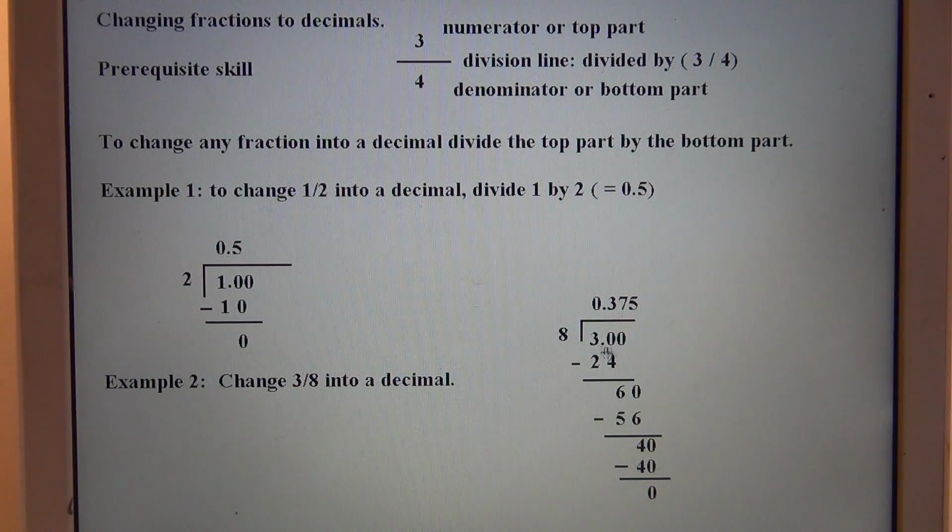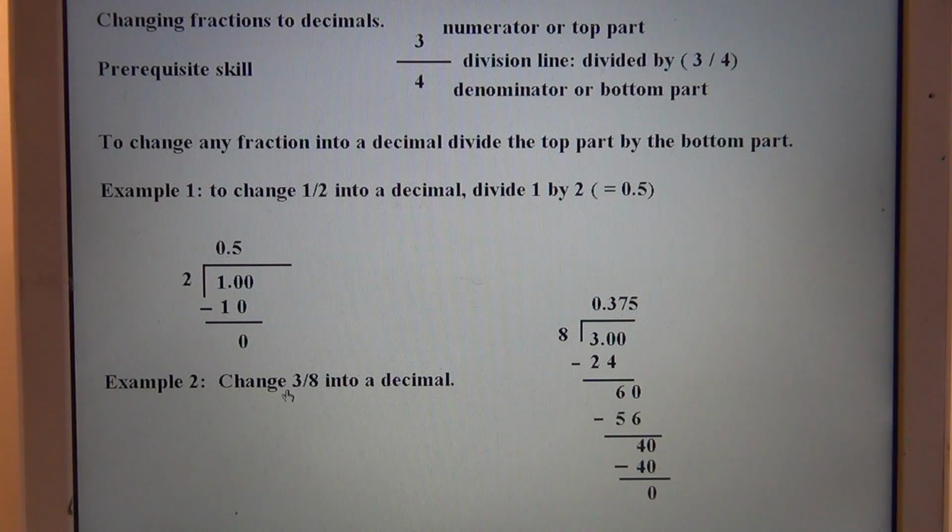So 8 goes into 30 3 times. Now we multiply. 3 times 8 is 24. We subtract 24 from 30 and we get 6, and we bring down our 0. Now 8 goes into 60 7 times. 7 times 8 is 56. We subtract, we get 4. We bring down another 0. 8 goes into 40 5 times. 5 times 8 is 40, and we subtract and we get 0.